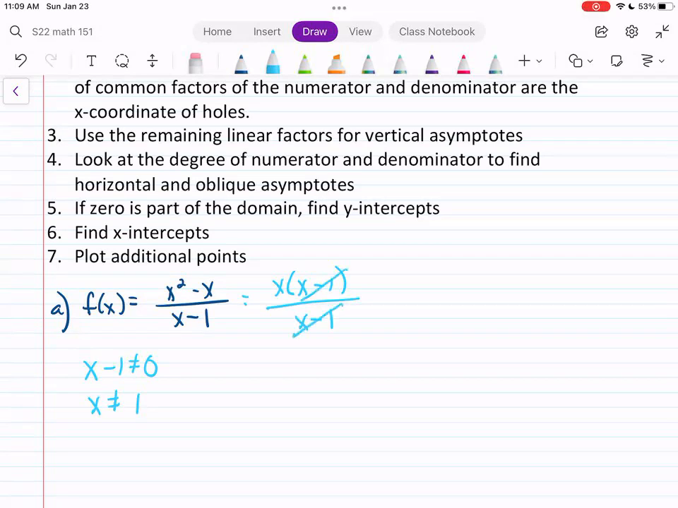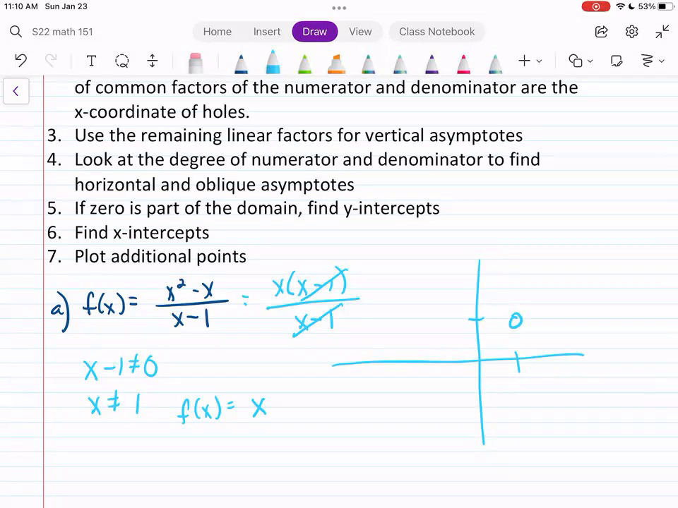common factors that cancel. The zeros of the common factor become the x coordinate for holes in the graph, so we know there's going to be a hole in the graph where x equals 1. When we plug in that 1 to the simplified equation, f of x simplifies to just x, we see that our hole is going to be at 1, 1.